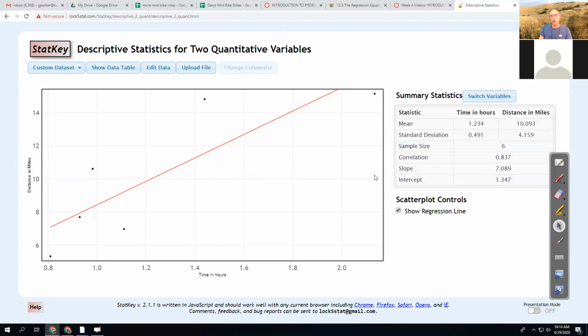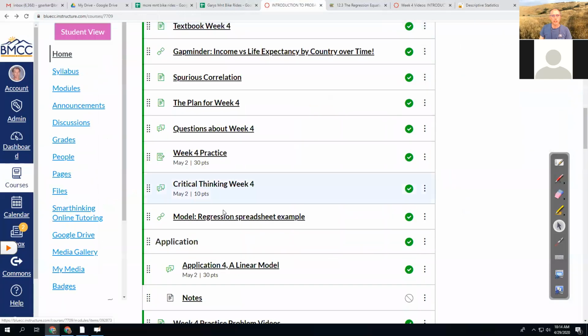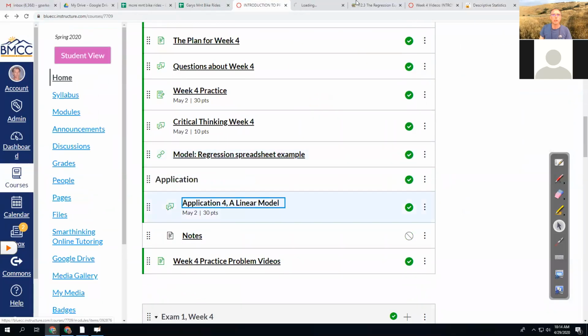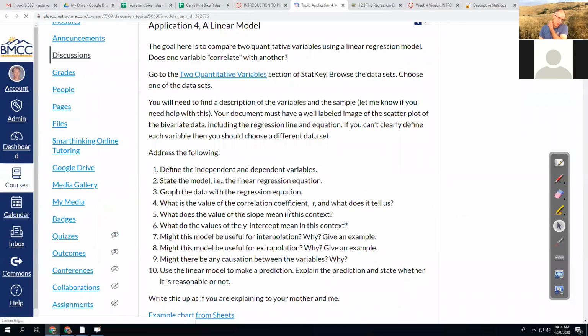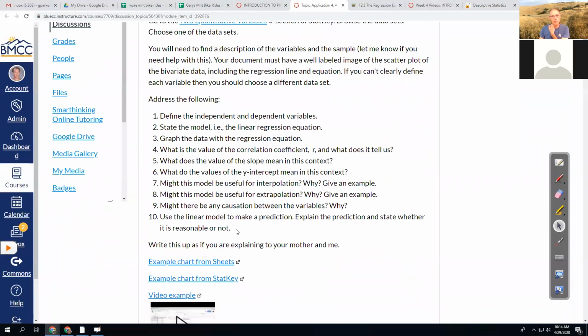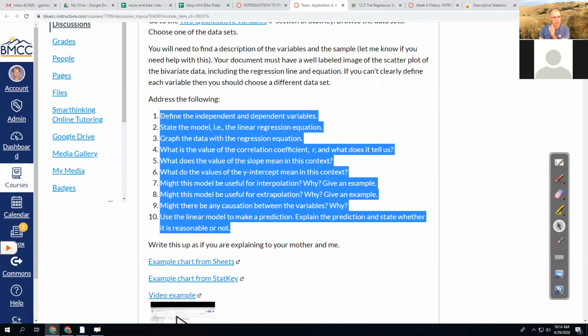StatKey does all of the work for you, then it's just a matter of answering the questions that I asked about in the activity. I have all these different numbered things I want you to address, and many people address them as number 1, number 2, and number 3. I don't ask you to do that.